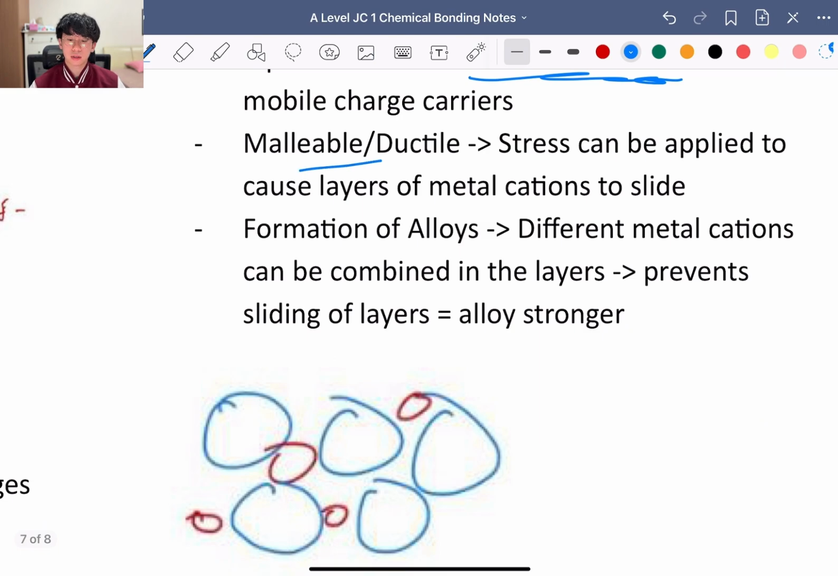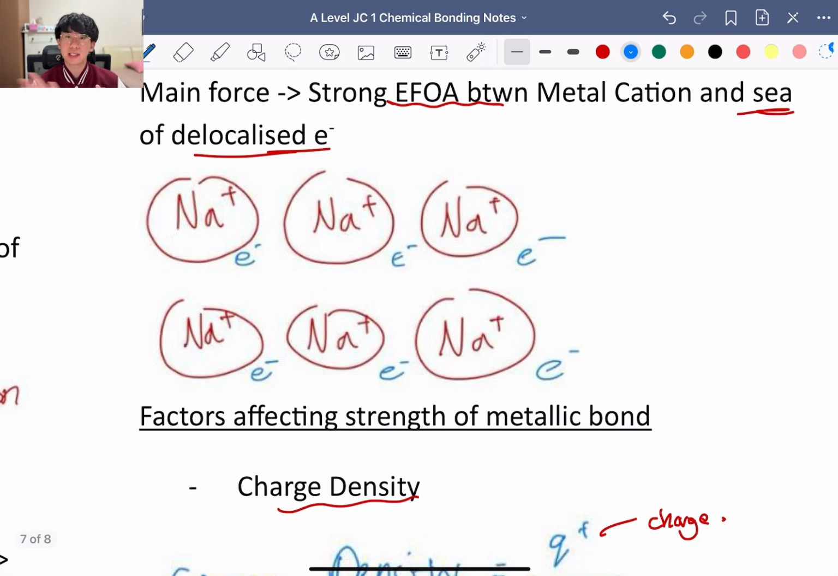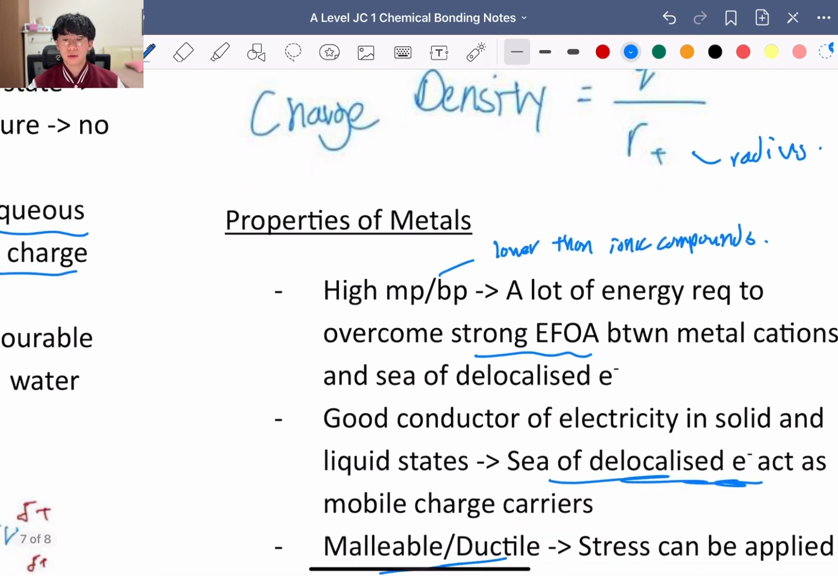Because if you look at the structure, these layers of cations, they very easily move, because they're all uniformly shaped. Like if you apply stress to, let's say the left, they would just willingly shift. So they are very malleable, they are very ductile.